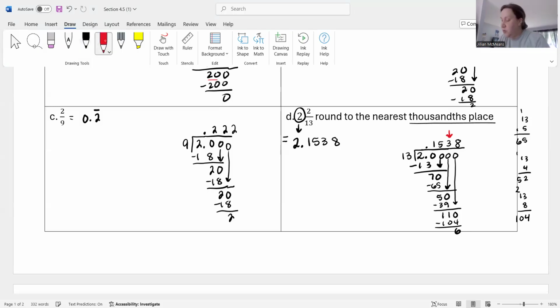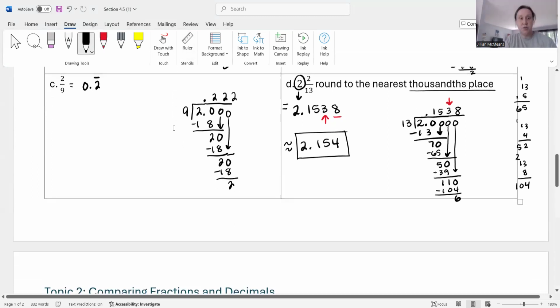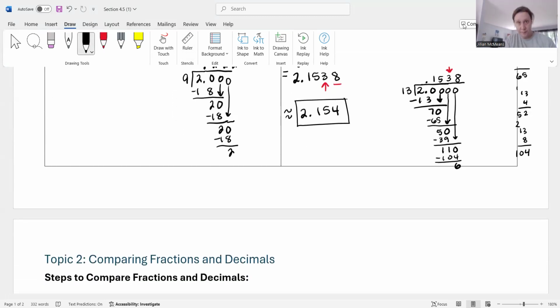Well, what I have now is 2.1538, but we're going to round to the thousandths place, which is this 3. To the right of that, I have an 8, which tells me to round up. So I would say finally, my final answer is approximately 2.154. And that is 2 and 2/13 rounded to the nearest thousandths place. Okay, so that's how you convert fractions to decimals. All right, there we go.